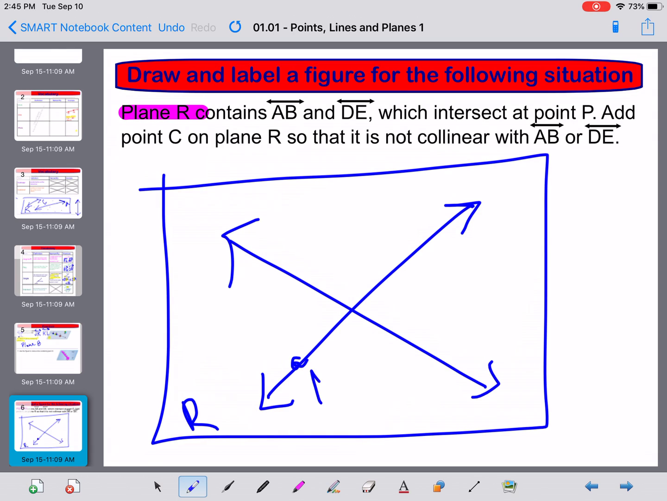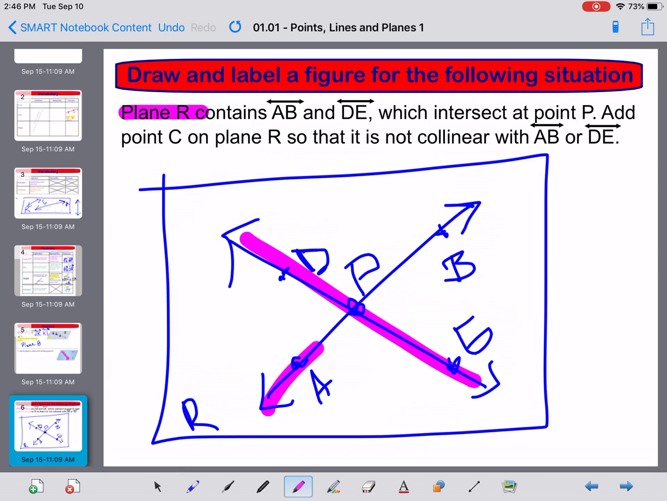And then we have AB, DE. Sorry about that, I've got to get D and E. And then they intersect at point P. Now, if I want to add the non-collinear point, that means it just can't be on these lines. So put it anywhere not on that line. Here, point C works right there.